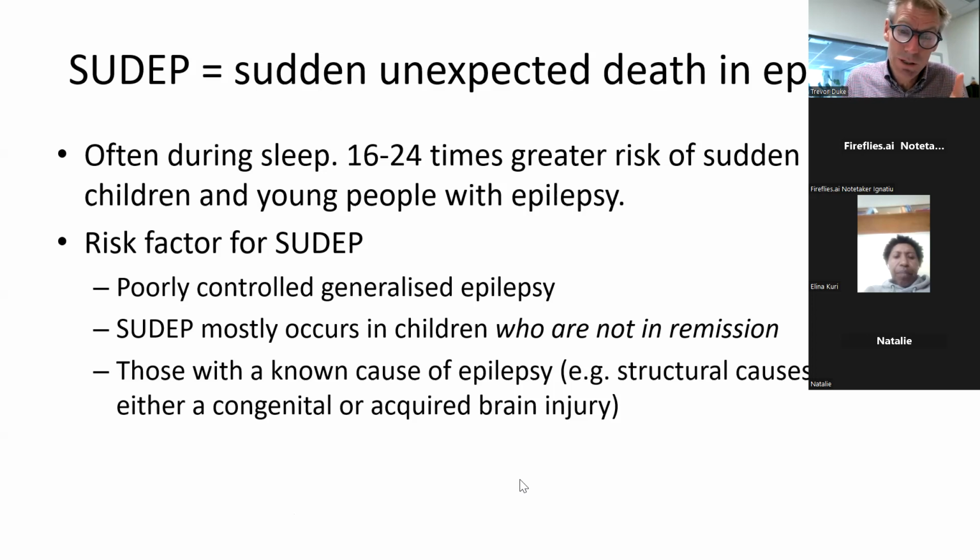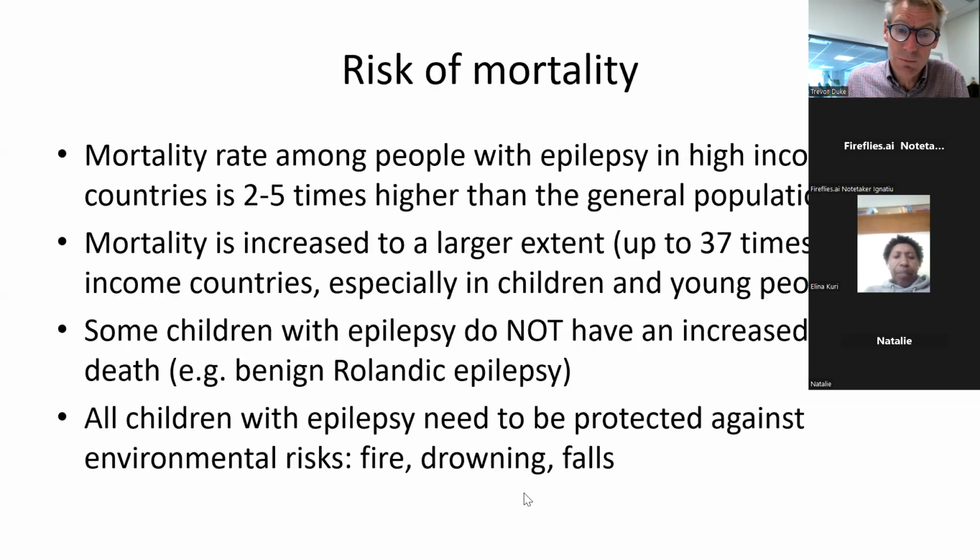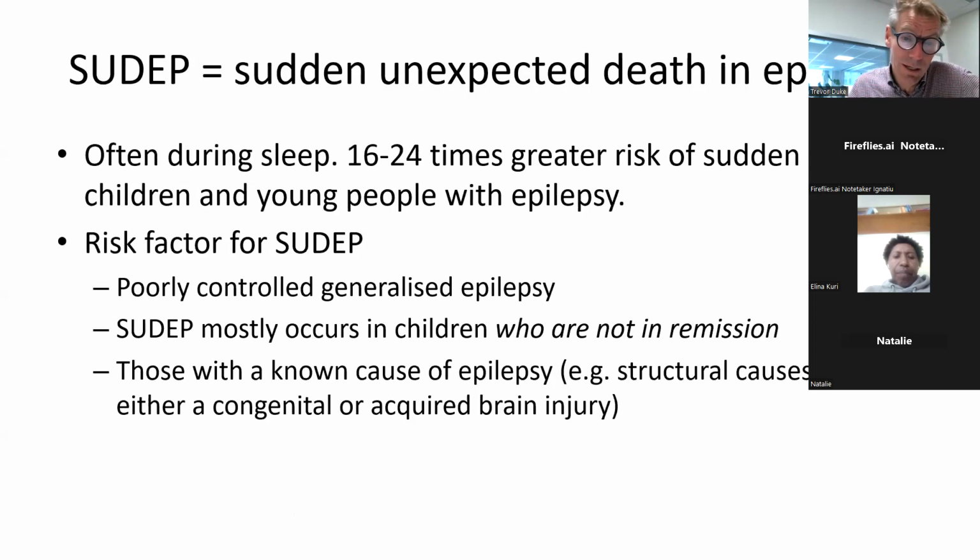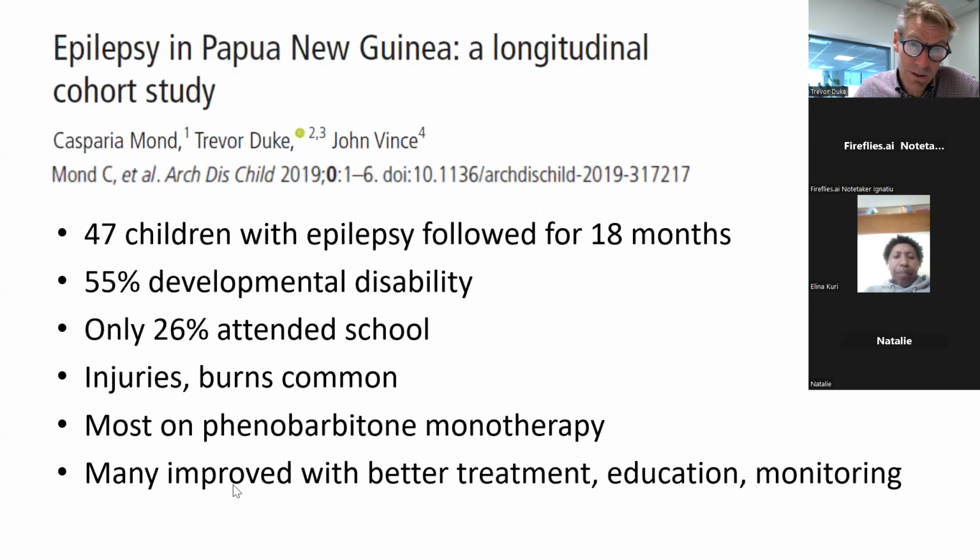It's important to know that some types of epilepsy don't have this increased risk. So benign Rolandic epilepsy, which I mentioned to you before, when seizures occur at night, it doesn't carry that increased risk of sudden unexpected death. But many parents still want the Rolandic epilepsy treated, and for that reason I usually start some medications if they want it treated, knowing that the child will still grow out of it in most cases.